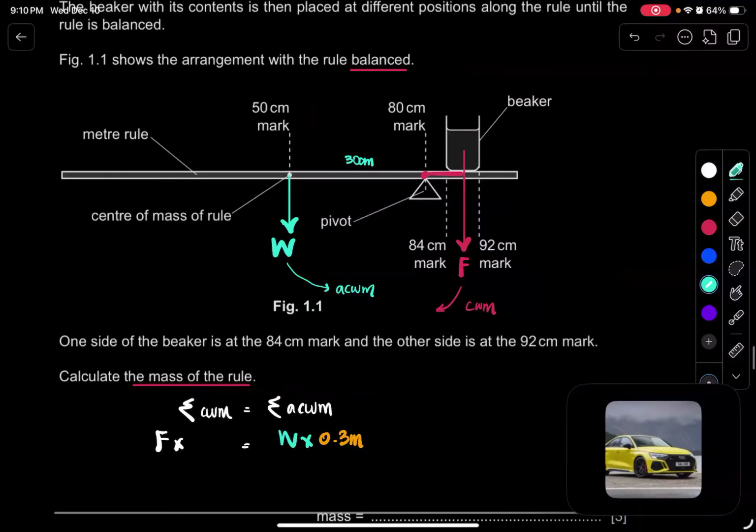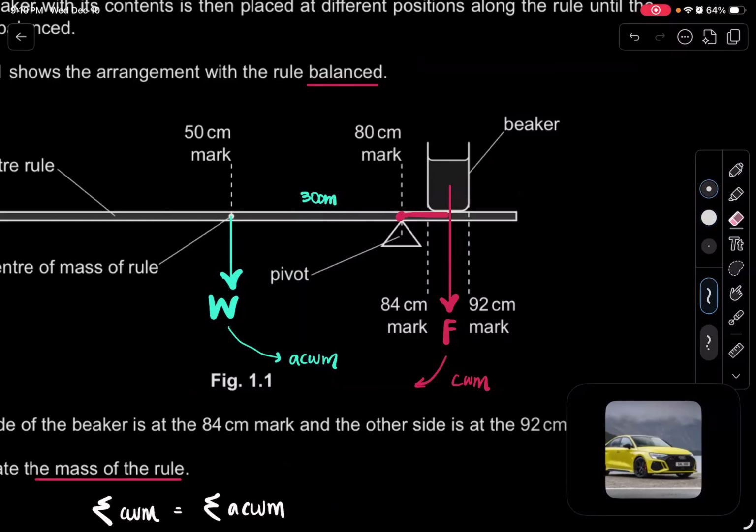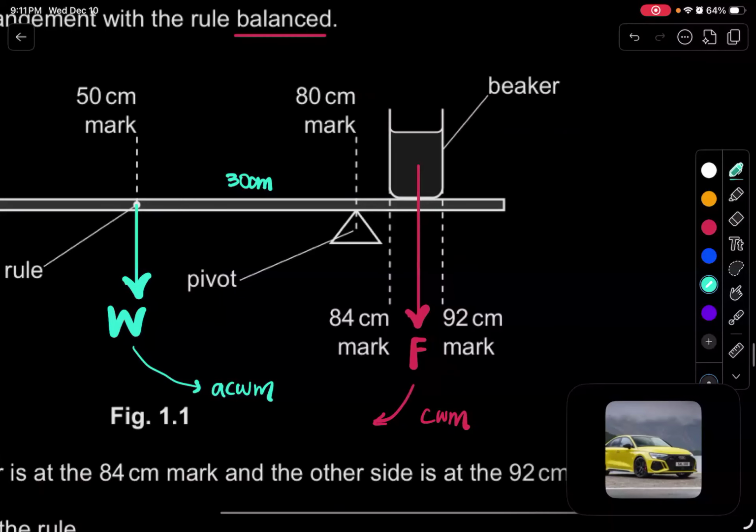How do we know what the force is now? First of all, what is the distance to the pivot? Be very careful of it. Now, they've given us 2 points. They've given us this is 84 centimeters, this is 92 centimeters. Okay, now what do I do? Is it going to be 4 centimeters or is it going to be 12 centimeters?